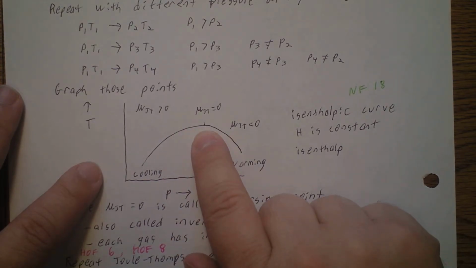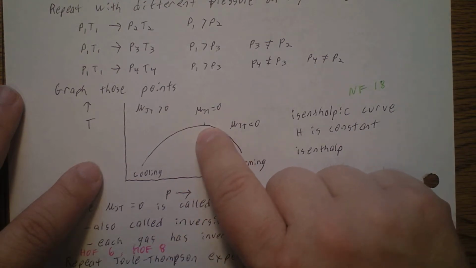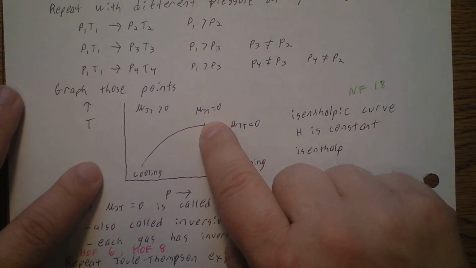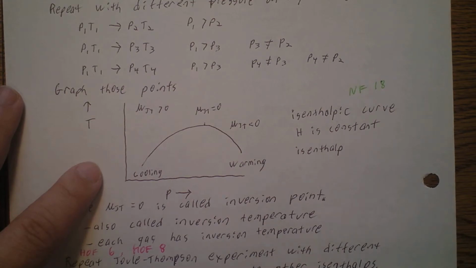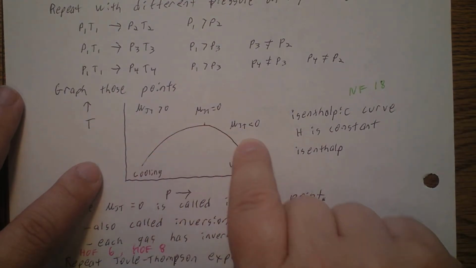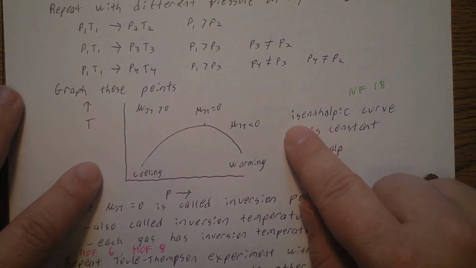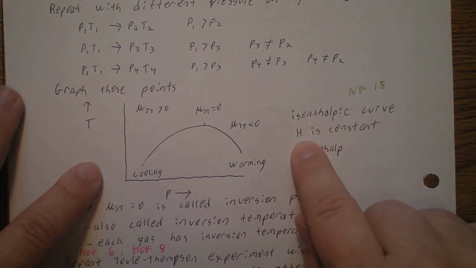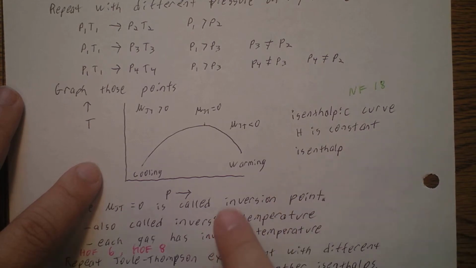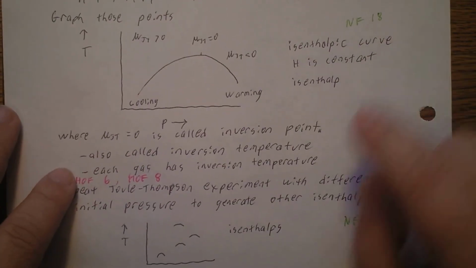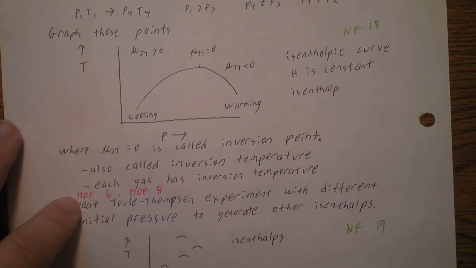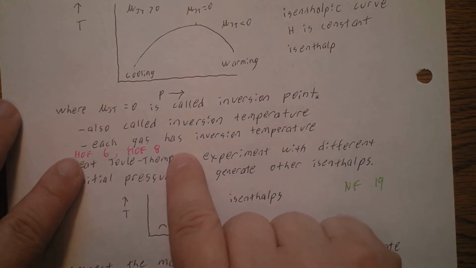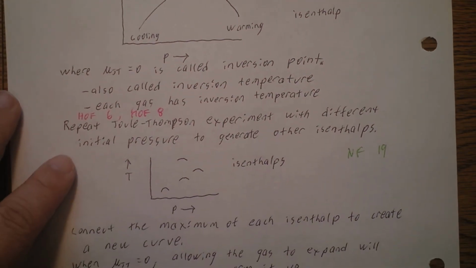There is, of course, one point where mu JT happens to be equal to 0, which means you change the pressure by a finite amount and the temperature doesn't change. Of course, this is probably a narrow, infinitesimal point. This curve, connecting all those points of constant enthalpy, is an isenthalpic curve, which means H is constant. So this is one isenthalp. This special point where mu JT is equal to 0 is called the inversion point, or the inversion temperature. Every real gas has an inversion temperature. Ideal gases, maybe not so much.